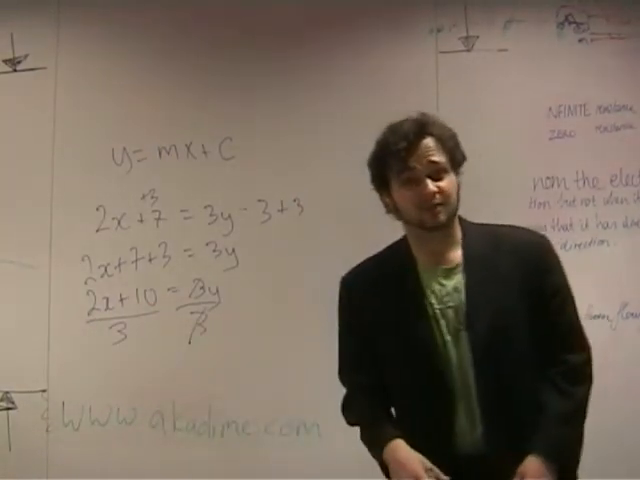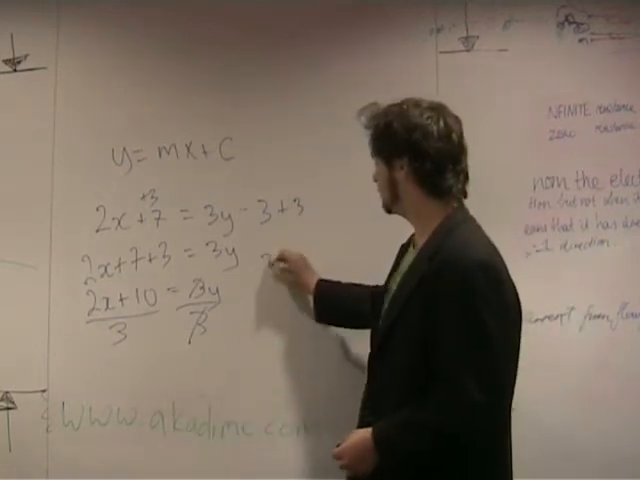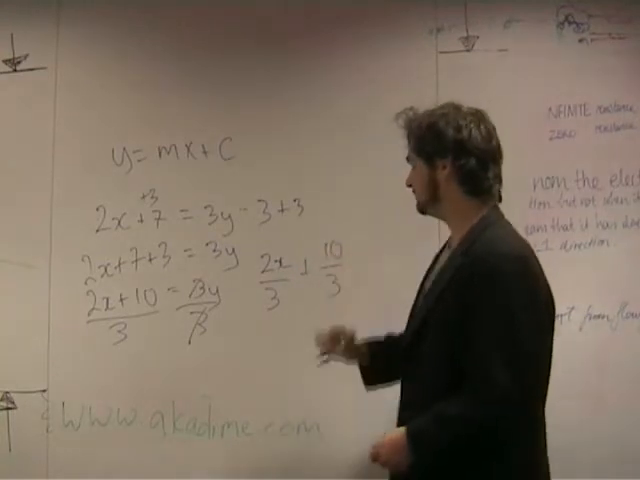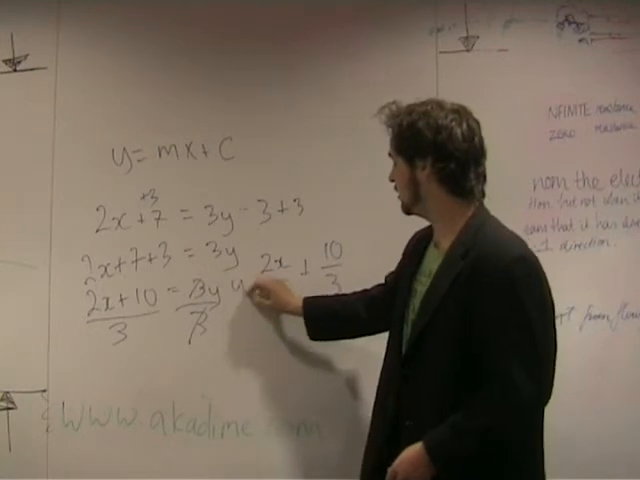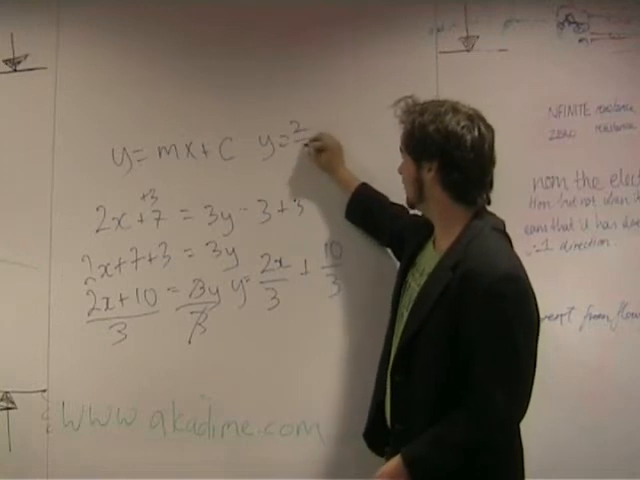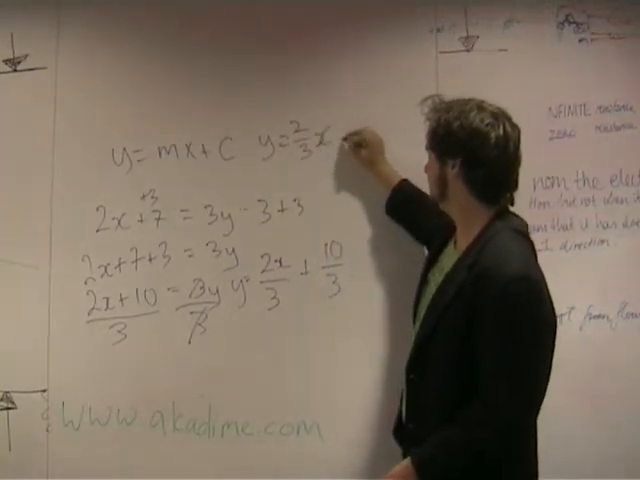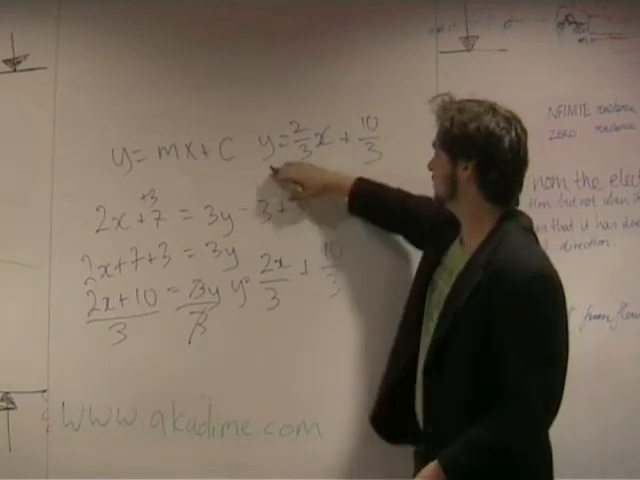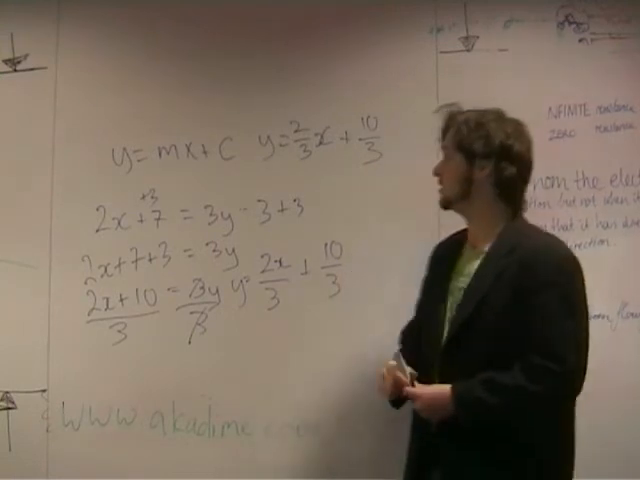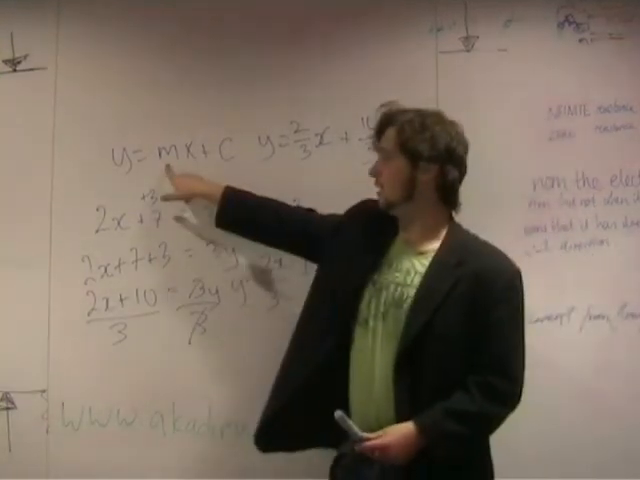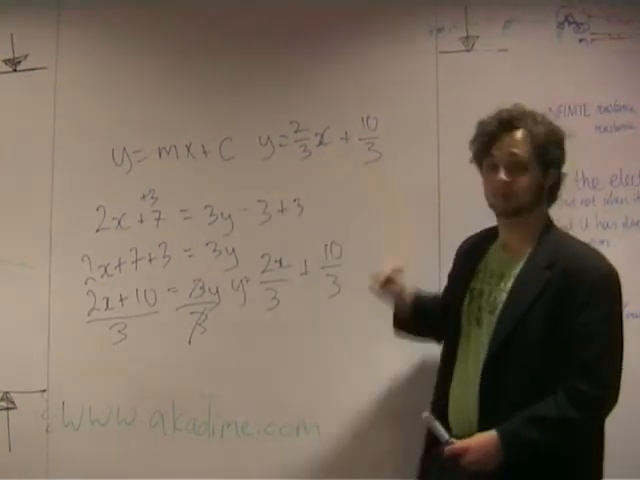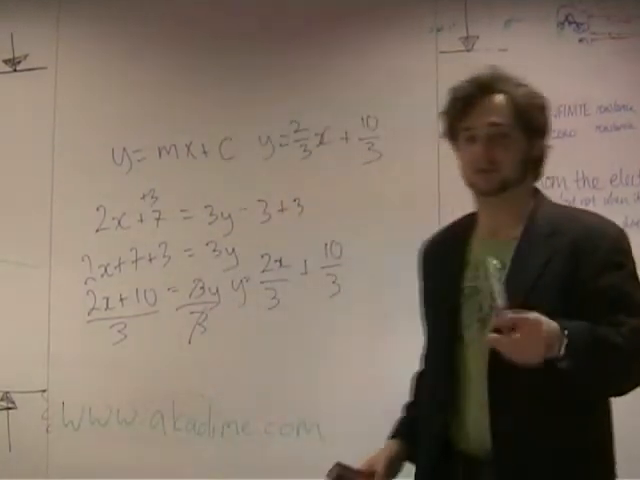And just like the previous example, we can break these up. We can get 2x divided by 3 plus 10 divided by 3. So we can now say that y equals 2 over 3x plus 10 on 3. And if somebody asks you what's the gradient and the y-intercept of this graph, you can say that m over here is the gradient, so that's 2 on 3, and the y-intercept here at c is 10 on 3. I'm going to do one more. This one's just a little bit tricky.